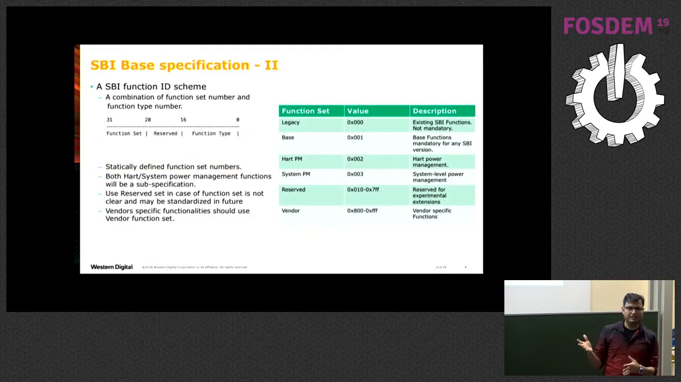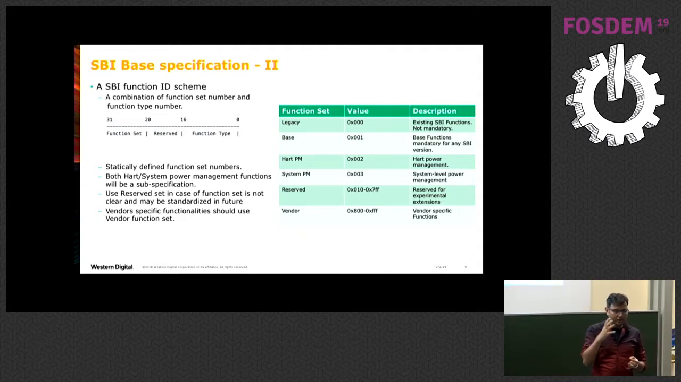Now, there's a function ID that we need to define. So it's again an unsigned 32-bit integer. The function ID is basically a combination of function set and a function type. Function set is where similar kinds of functionality are grouped, and the function type is basically the individual function, a feature of a feature that's being added. So something like, let's say, legacy. Legacy is a function set. All this base specification we are discussing is a function set, which has statically defined IDs that are assigned. Then we have, let's say, CPU power management or system power management. All those IDs are predefined and assigned.